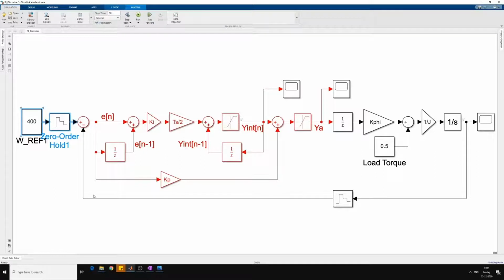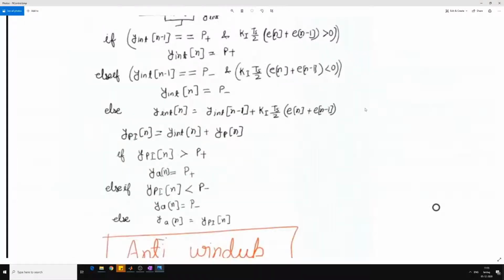This is the reference. Then we have a feedback signal which is here. The feedback signal is compared with the reference and we will get en, that is the error signal. Then we have put a 1 by z block which will give en minus 1 signal. These two signals are added and multiplied with ki into ts by 2 to get the area under the curve for one sample. So this is the part which I am trying to simulate.